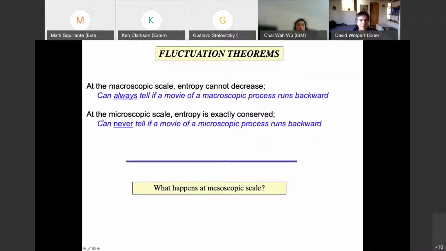And we also know that at the microscopic scale, when you've got just elastic collisions between your idealized little teeny atoms, then by Liouville's theorem, entropy is exactly conserved. You can never tell on that scale if the movie of a given process is running backward or forward. Well, that was all well accepted all the way through to the beginning of the century, but there's an obvious question. What the blankety blank happens in between those two scales? You might expect that, for example, sometimes you can tell if the movie runs forward, sometimes you can't. What's going on?